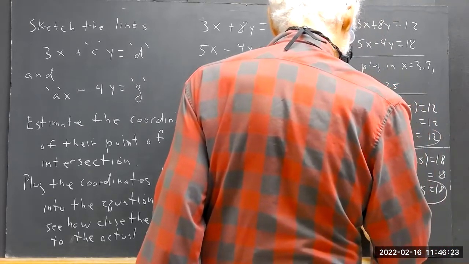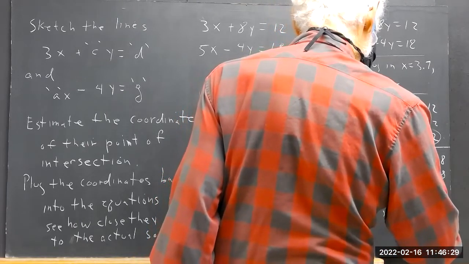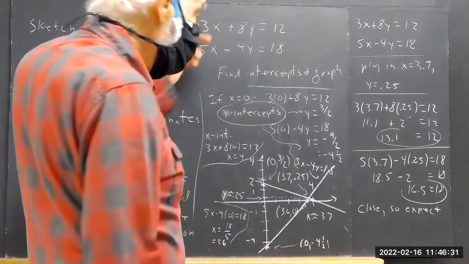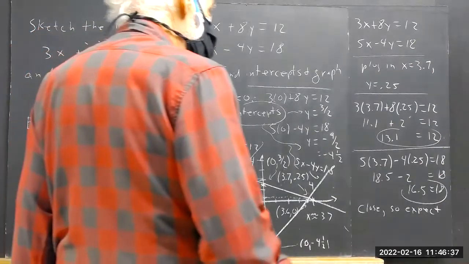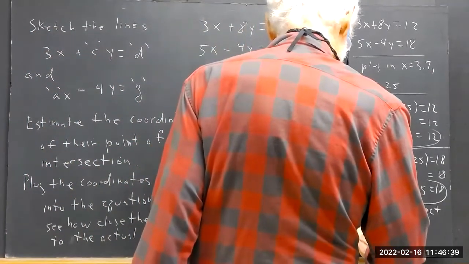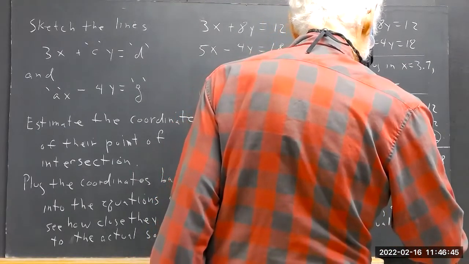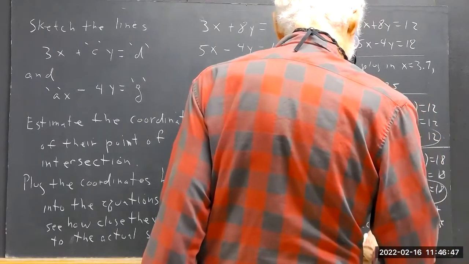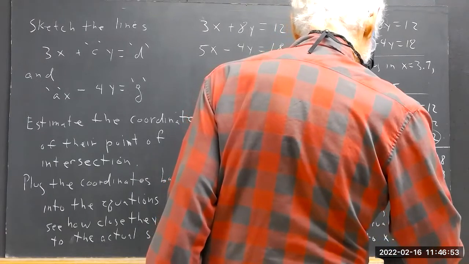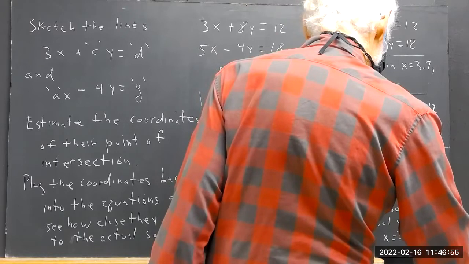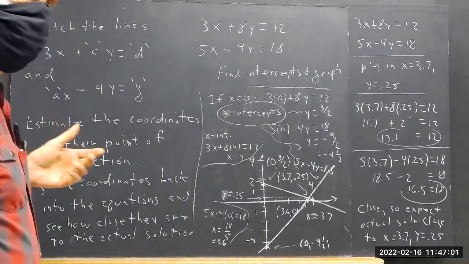So these are close. So we expect the actual solution of these equations, which we're going to proceed to do here in a minute, to be close to x equals 3.7, y equals 0.25. All right.